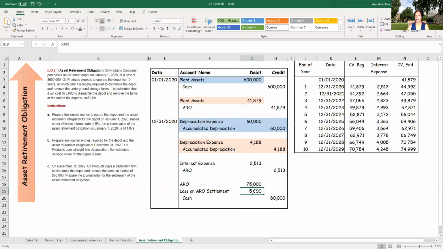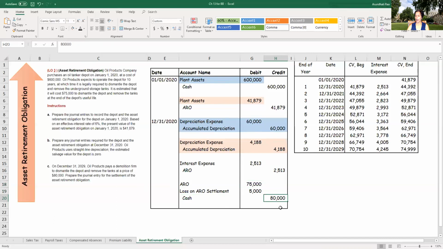I'm settling the obligation, finishing it off in my books, and that extra 5,000 is now charged to the loss account. The idea over here is you bought the asset for 600,000 and you used it for 10 years. That was the logic for capitalizing it and spreading the cost of the asset over the 10 years that you use it. This $80,000 that you're going to spend at the end of 10 years, well, we thought it would be 75, but the 80,000 I spent at the end of 10 years, I need to amortize over 10 years.